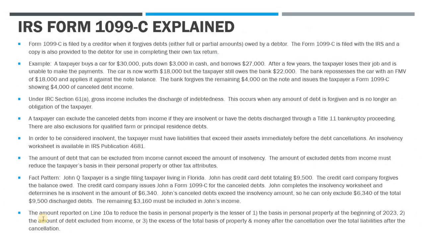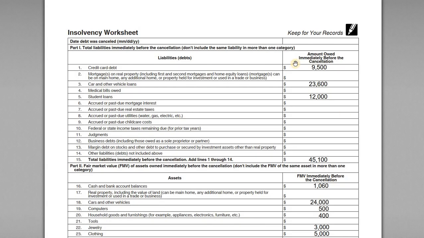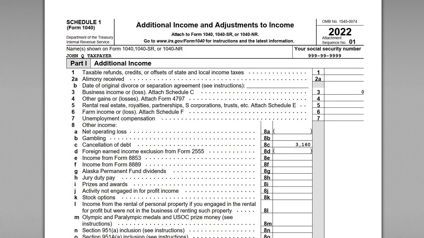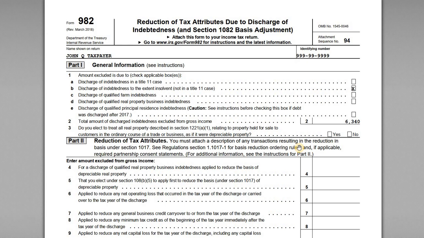But if I go back to the tax form, we have our insolvency worksheet here. Remember, the amount that can be excluded can't exceed the extent to which you're insolvent. John is insolvent to the amount of $6,340, and that's it. So that's the total amount that he could exclude from the canceled debt of $9,500.